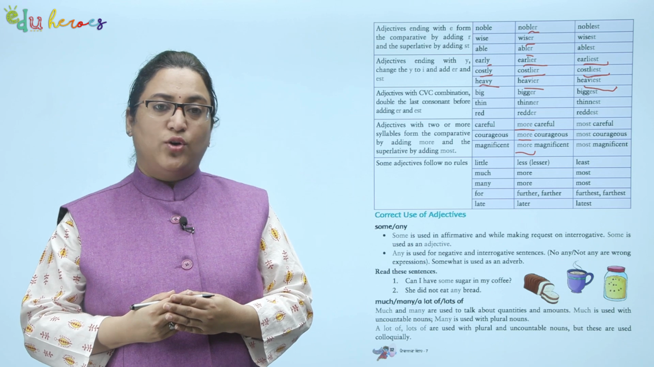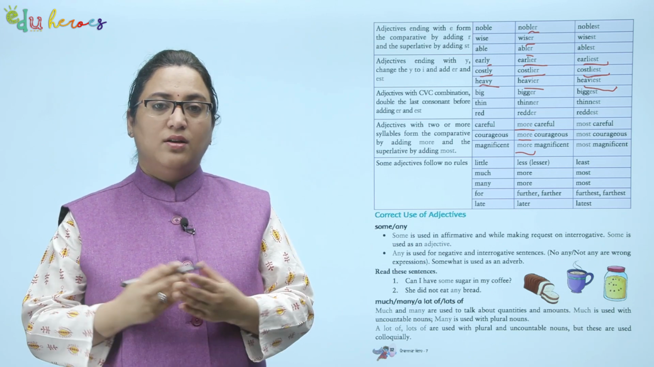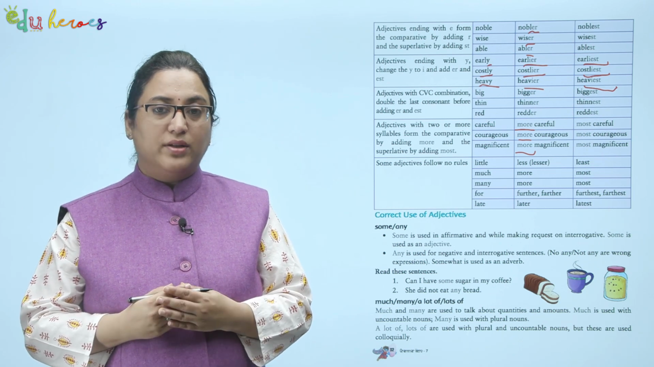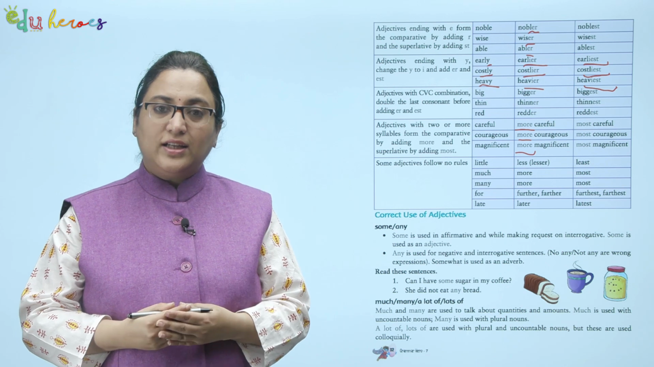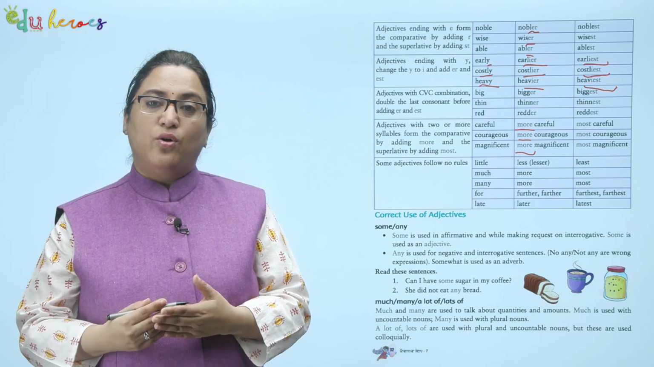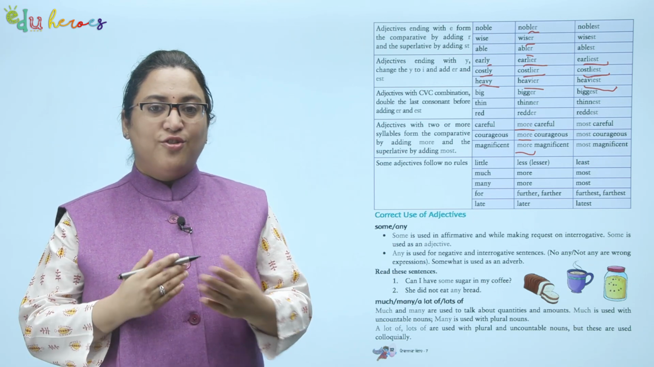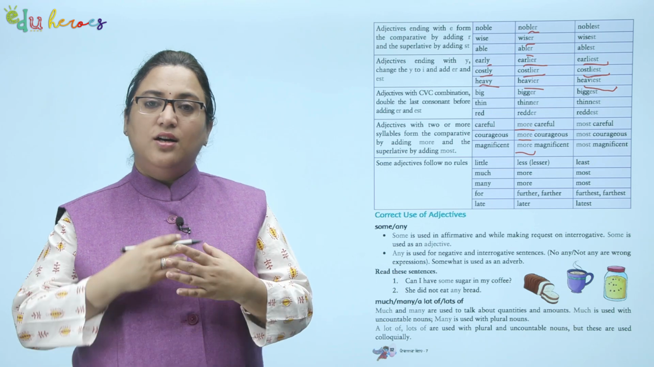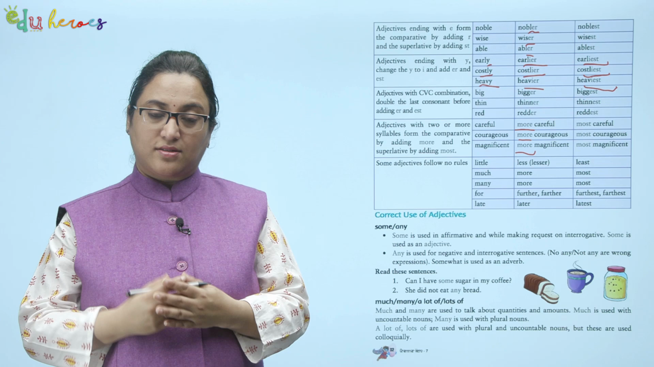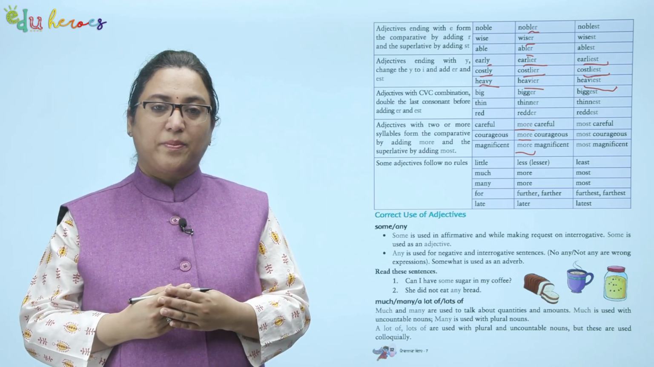Some adjectives follow no rules. So these are called special degrees of comparison. And you have to remember them as it is. Like little, less, least, much, more, most, many, more, most, far, further, farther, furthest, farthest, late, later, latest.